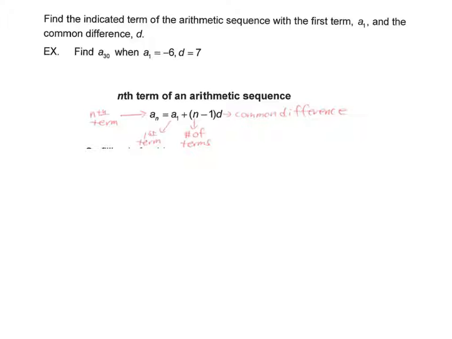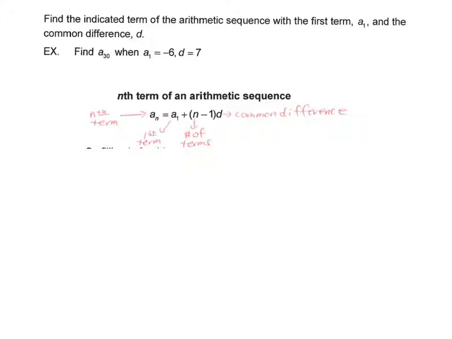Then we're asked to find the indicated term of the arithmetic sequence if given the first term and the common difference. Now we're asked to find the 30th term if the first term is -6 and the difference is 7. Continually adding 7 until we get to the 30th term would be time-consuming, but there's a formula to do this. To find the nth term, whether it's the 30th, the 100th, the millionth, whatever, of an arithmetic sequence, the formula is a sub n equals a sub 1, which is the first term, plus n minus 1, where n is the number of terms, times d, the common difference.